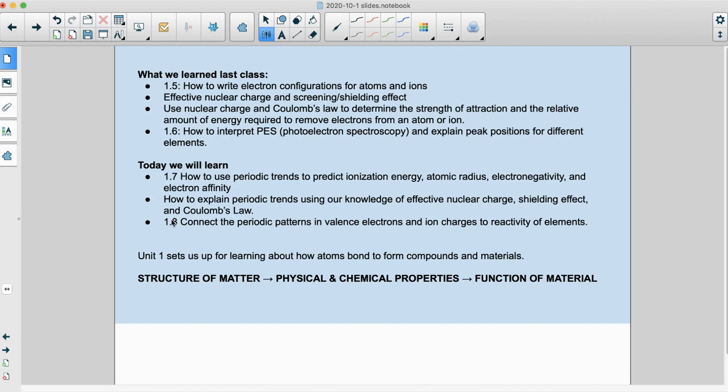And we will not get to this. That's for 10. If you watch the 10.2 video, I do this very briefly at the end. And so this unit is really to set us up to learn about how atoms bond.